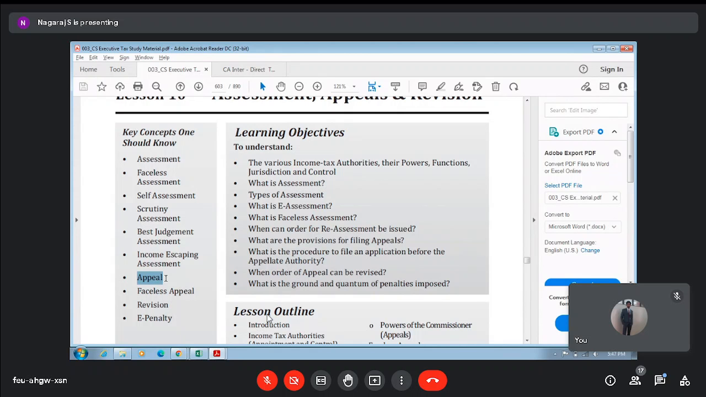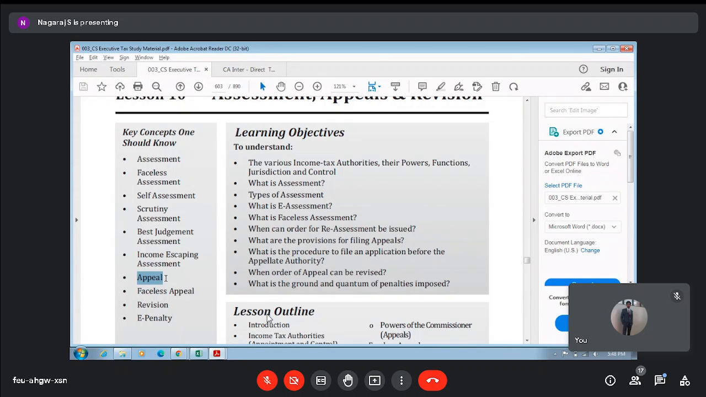What are those 4 stages? Listen carefully. You file the return of income. The assessing officer will assess your income. Based on his assessment, he will determine the tax. Once the tax is determined, he will pass a demand order or refund order. Who will pass? Assessing officer will pass.